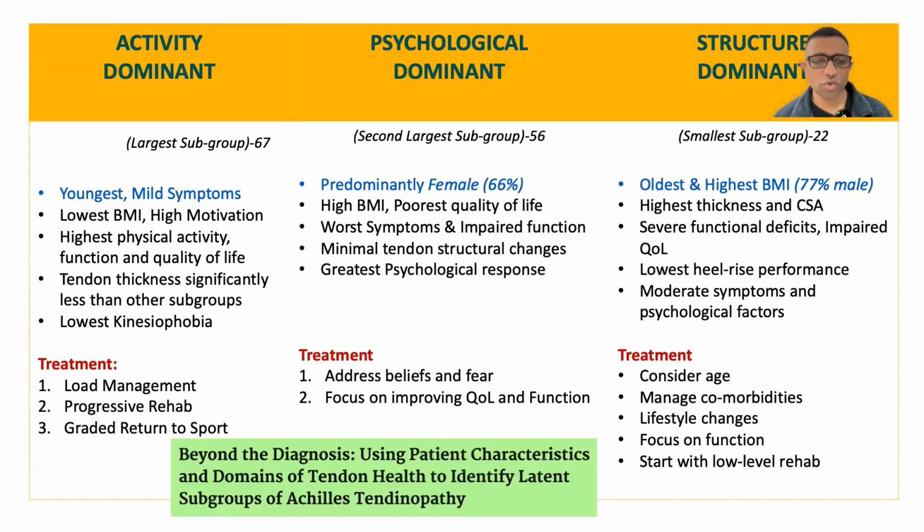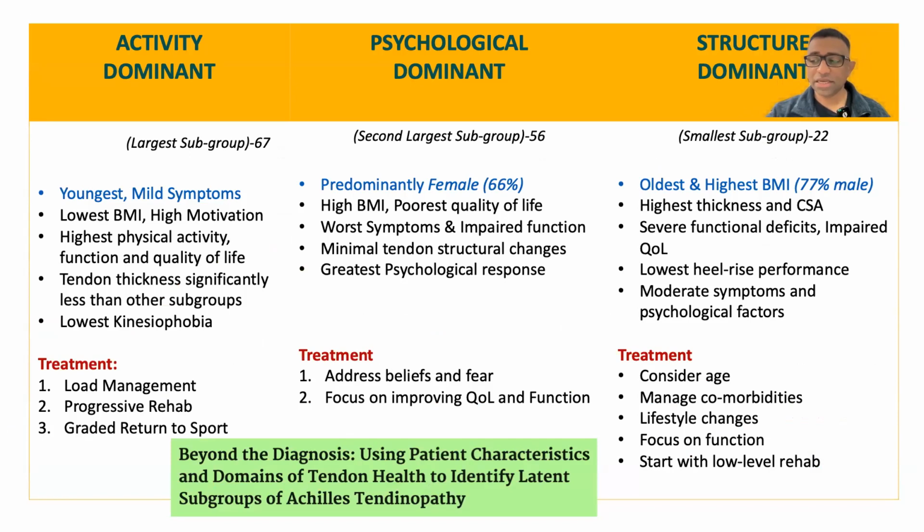So when they looked into activity dominant, this was the largest subgroup, and they were quite young. They had low BMI, quite active, so more likely to be the running population. They had the lowest kinesiophobia, and they responded well to progressive loading. So this is quite important. These patients generally have good outcomes here.